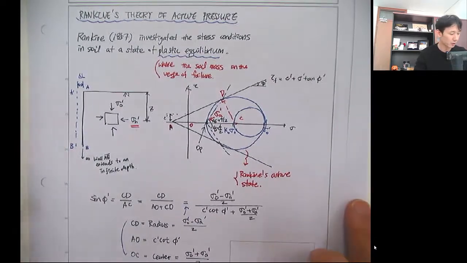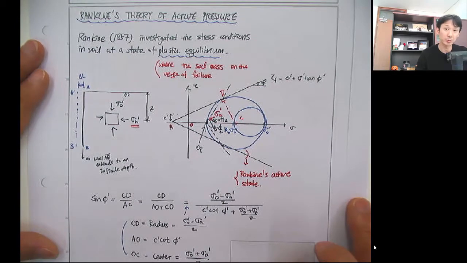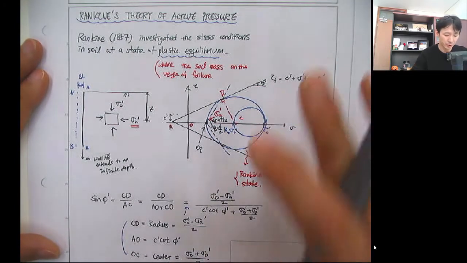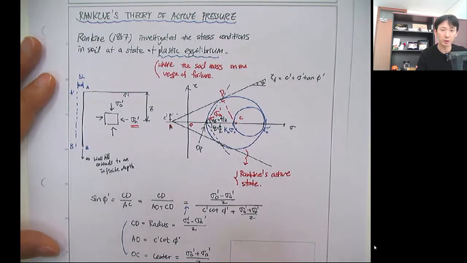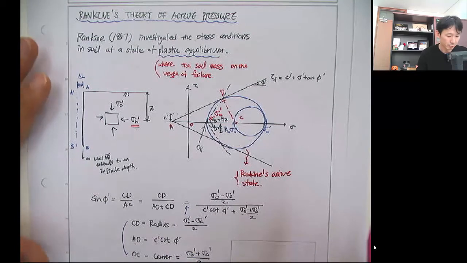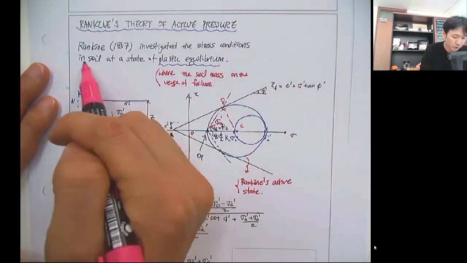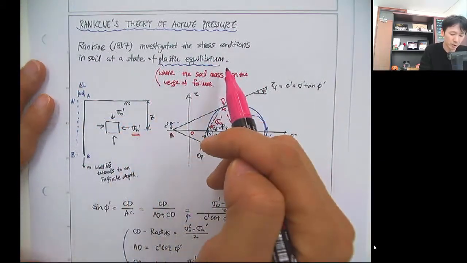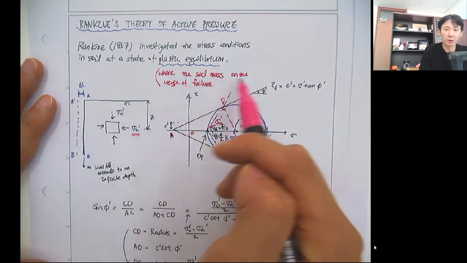Okay, next up, we're going to talk about the Rankine theory of the active pressure and passive pressure. So in this section, we'll see how we can compute the active pressure and the passive pressure based on Rankine theory. Rankine in 1857 investigated the stress condition in the soil at a state of plastic equilibrium. Plastic equilibrium means the condition where the soil mass is on the verge of failure.